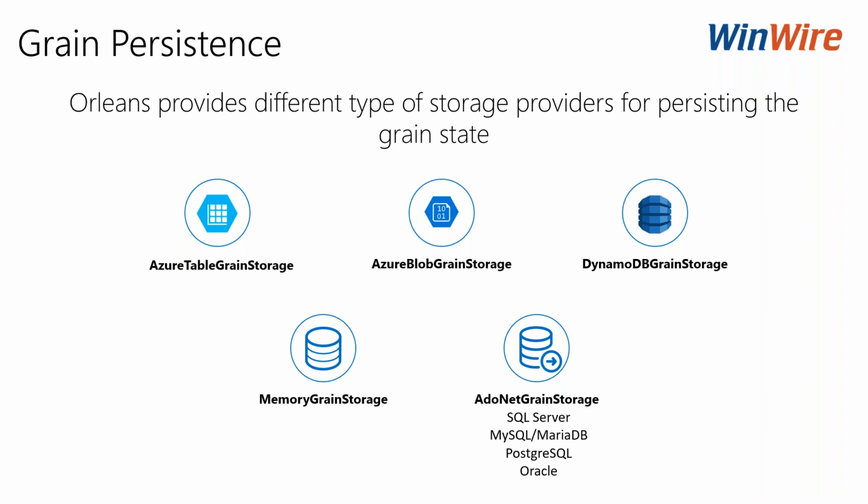So I can store it on an Azure table. So all I have to do is give the connection string for the Azure storage instance that I have created on the cloud. By giving the connection string, it will create a table there and it will start saving the grain state in the Azure table. And then the other option is the Azure blob storage. Then there is DynamoDB from AWS that you can use. Then there is memory grain storage. Memory grain storage is more for development purposes, like when you are running it from Visual Studio and you don't want to use Azure or SQL or anything else. What you can do is you can just have it in memory.